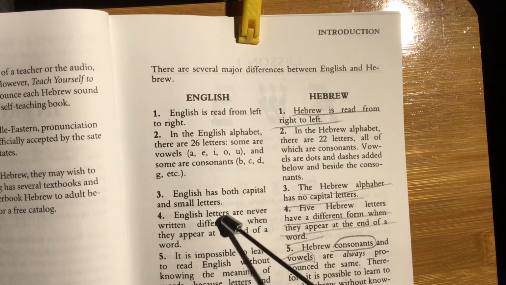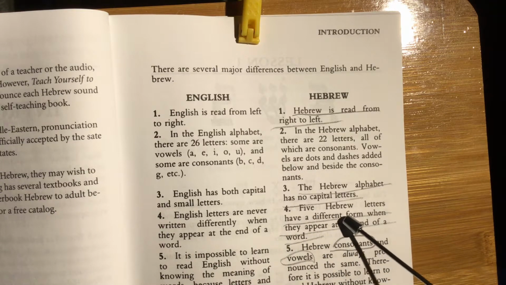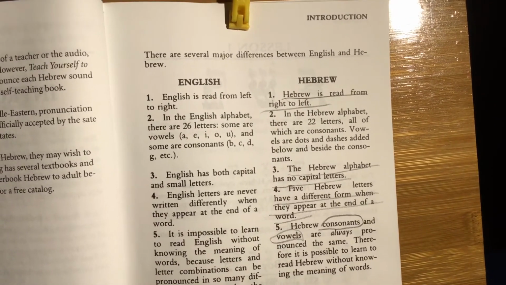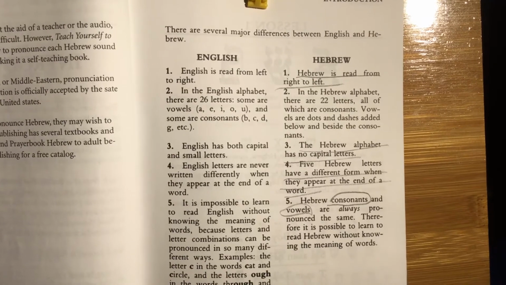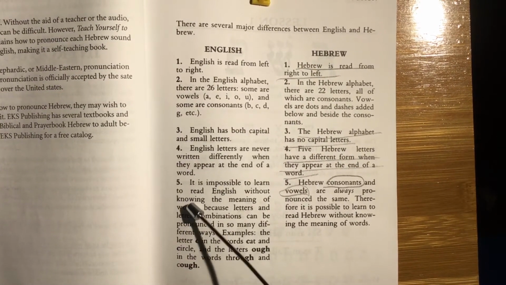English letters are never written differently when they appear at the end of the word. They're the same. Five Hebrew letters have a different form when they appear at the end of a word. They're special. They're called suffix forms. When you get deep into it, you'll understand what I'm saying.